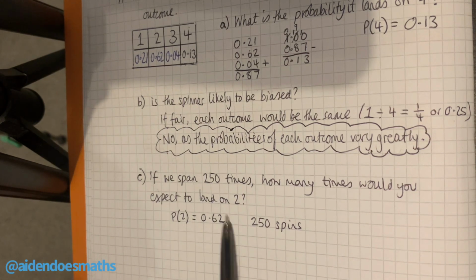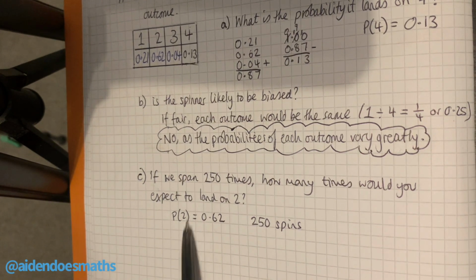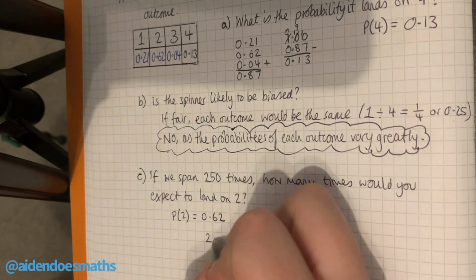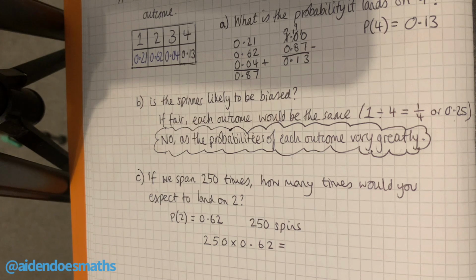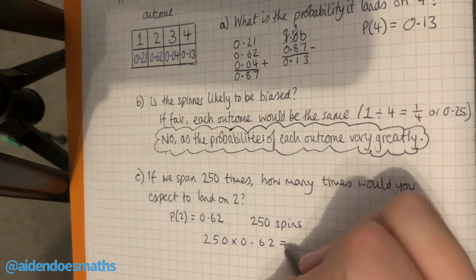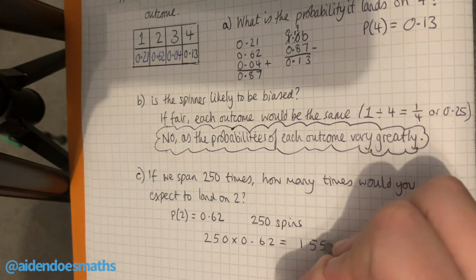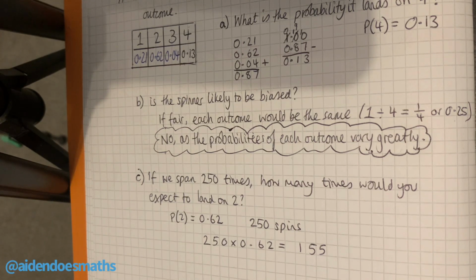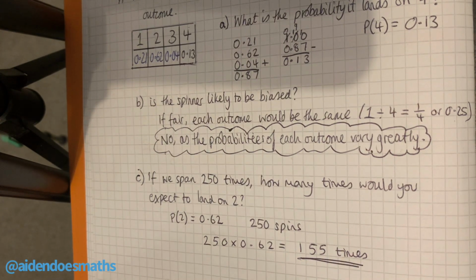Okay, so 0.62 for one spin, but we're going to do it 250 times. So if you think about that information, one spin gave us this. So if we're doing 250 spins, it's going to be 250 lots of 0.62. And we can just put that into our calculator. And we can see it gives us an answer of 155. Okay, and that's all we have to do in order to work out expected probability.